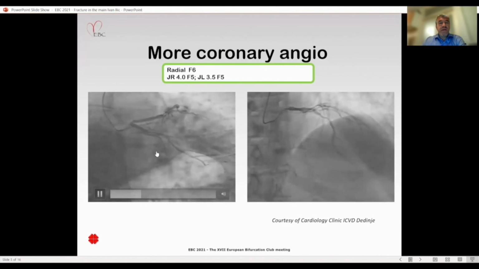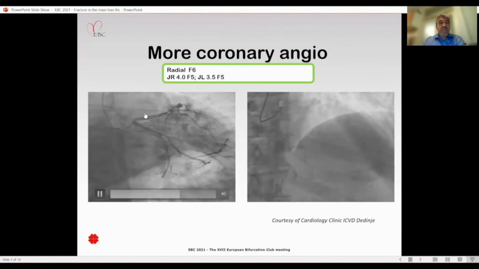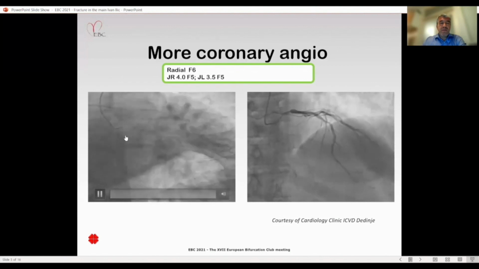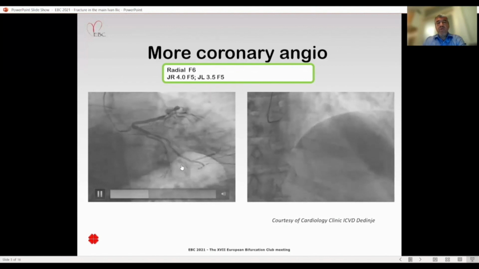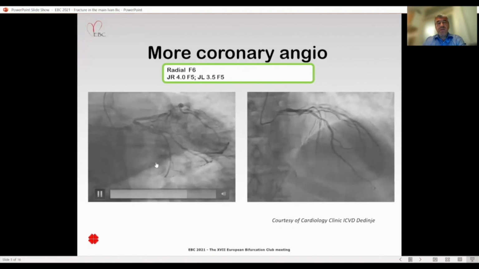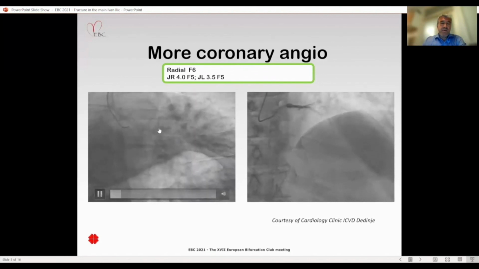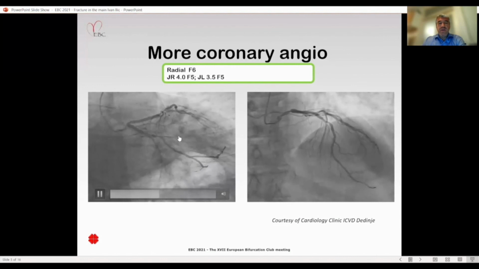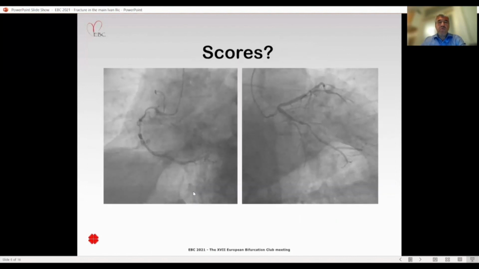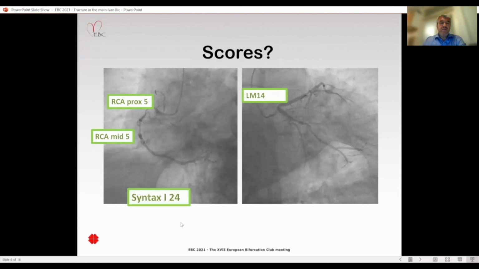More coronary angio showed that the left main was stenosed in a distal segment with preserved flow and without stenosis of the ostial segment of the LAD and CIRC. We don't usually do scoring when we have a patient in acute coronary syndrome, but in this patient, the right coronary artery gave 10 points and the left main 14 points, which yields 22 points in SYNTAX 1 score.